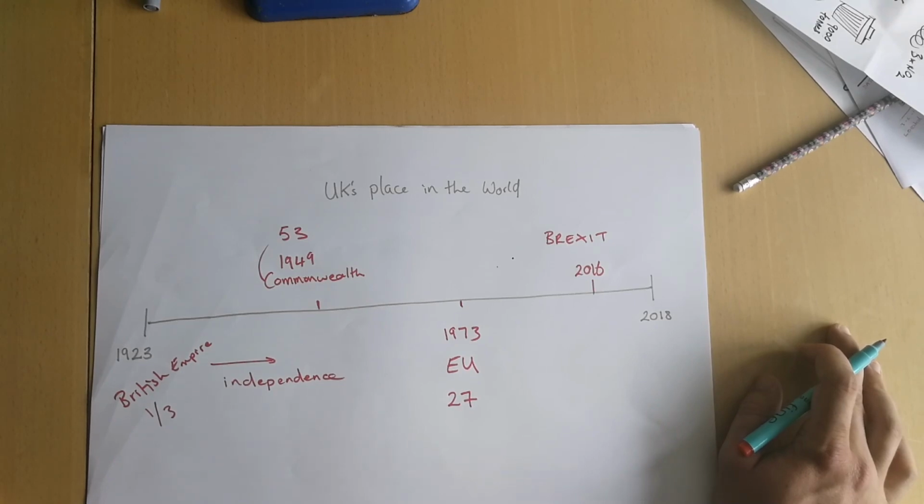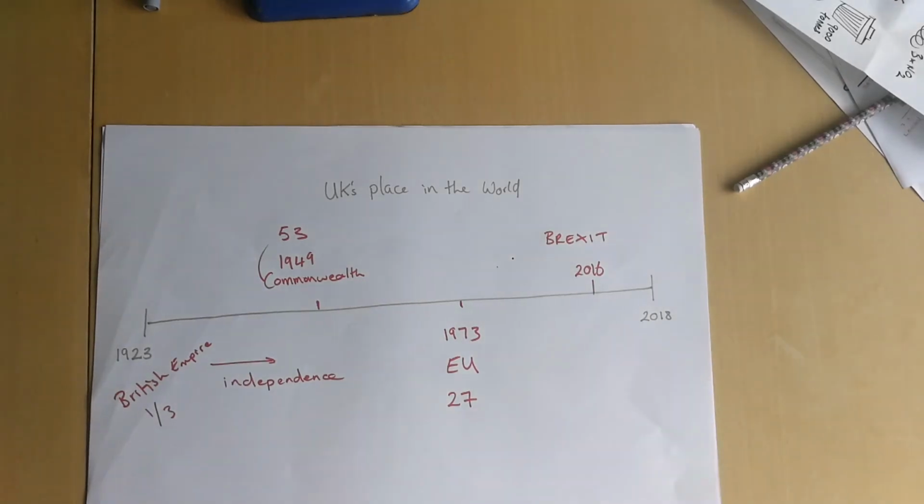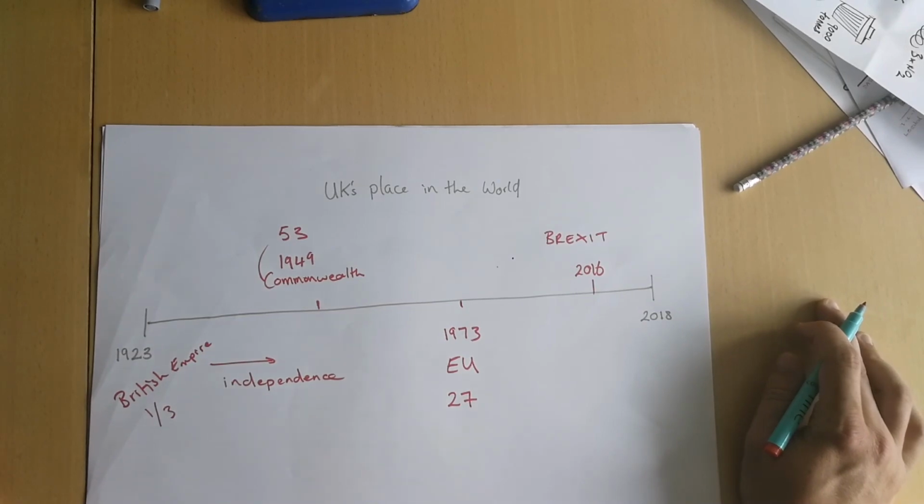They also claimed that the EU wasn't allowing the UK to control its own borders, and that leaving the EU would allow us to reduce the number of international migrants coming to live and work here. Now, the process of Brexit is quite a complicated one, so it's still ongoing. And, in 2018, we haven't actually yet left the European Union.